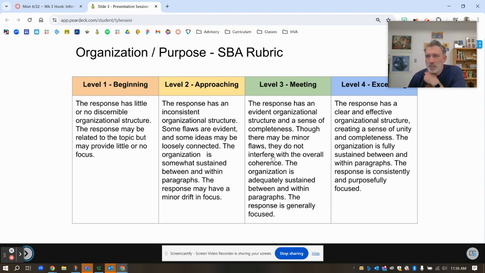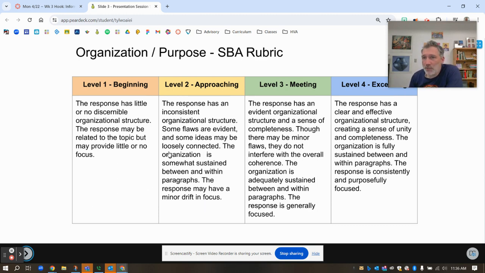The word coherence means that everything sticks together. You have an overall structure, and then you have parts that fit in, instead of having one paragraph that heads off in one direction and another paragraph that heads off in another. You can see that if you go down to a level 2 or a level 1, there might be an inconsistent organizational structure. You might have some ideas that are loosely connected, or the organization might be sustained a little bit between paragraphs, but it might have some drift, like you might drift off into this or that idea.